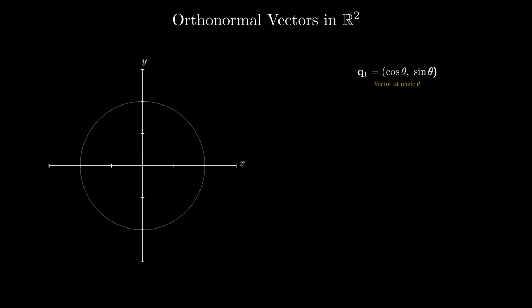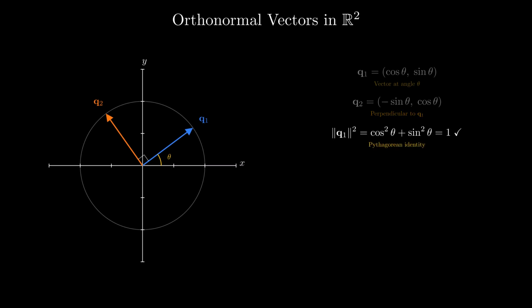In R2, define Q1 as the vector cosine theta, sine theta, and Q2 as the vector negative sine theta, cosine theta. First, let's check that these vectors have unit lengths. The norm of Q1 squared equals cosine squared theta plus sine squared theta, which equals 1 by the Pythagorean identity. The same calculation gives the norm of Q2 squared equals sine squared theta plus cosine squared theta, which also equals 1.